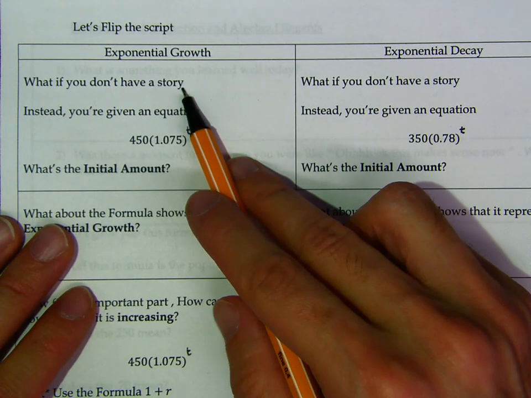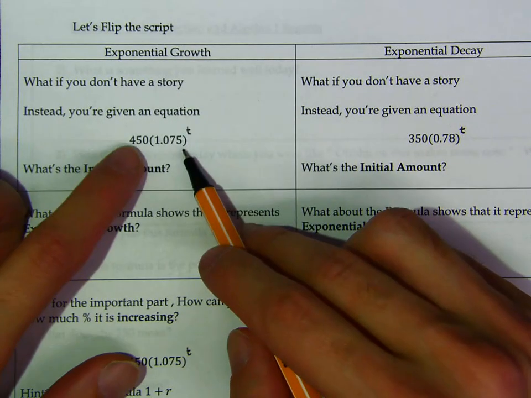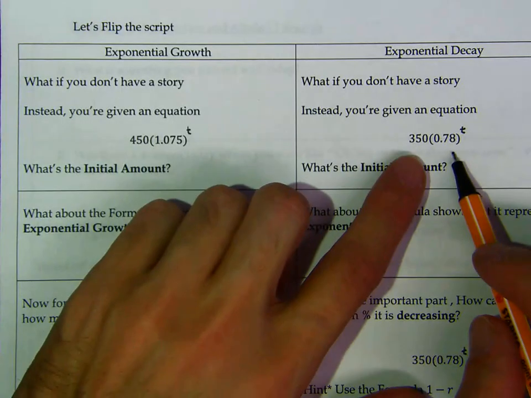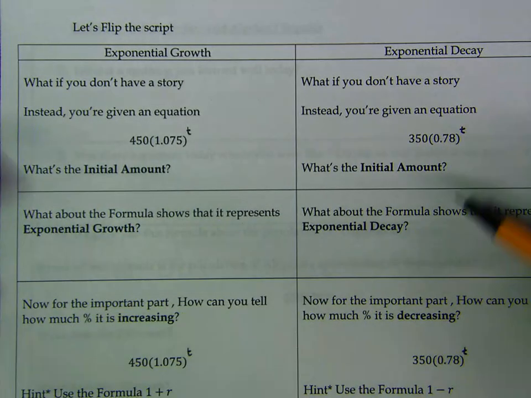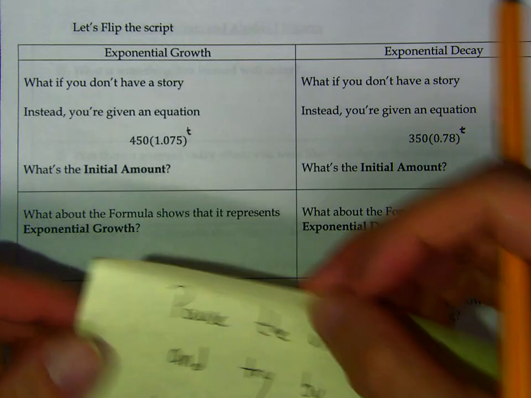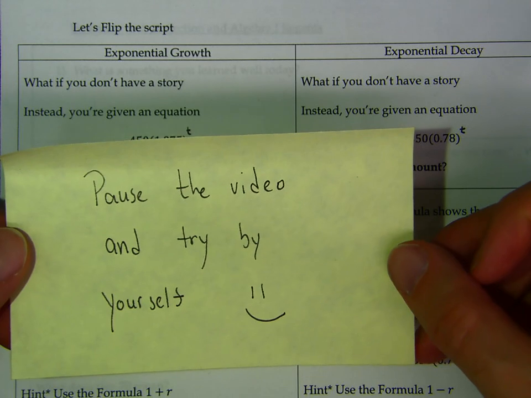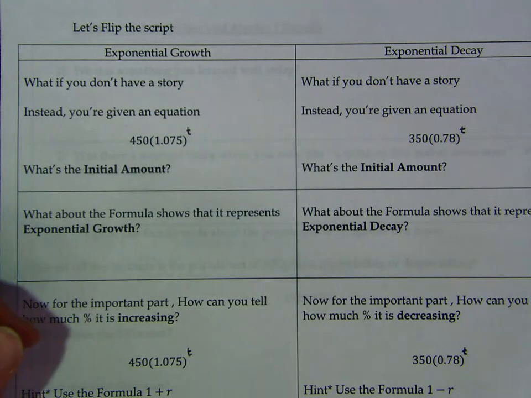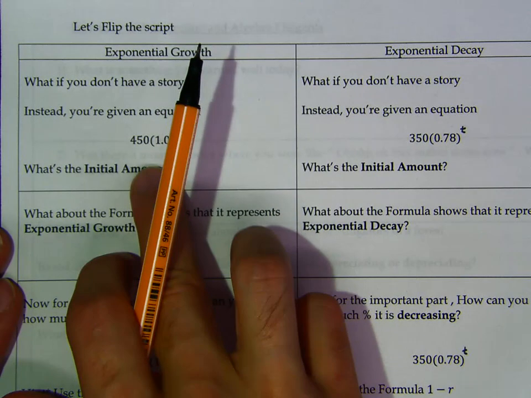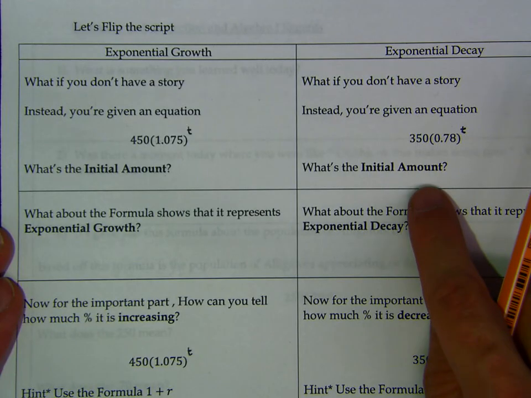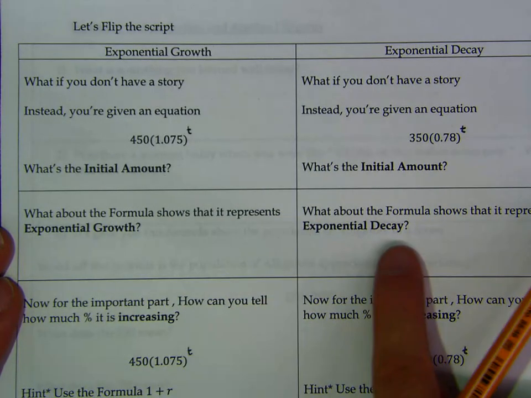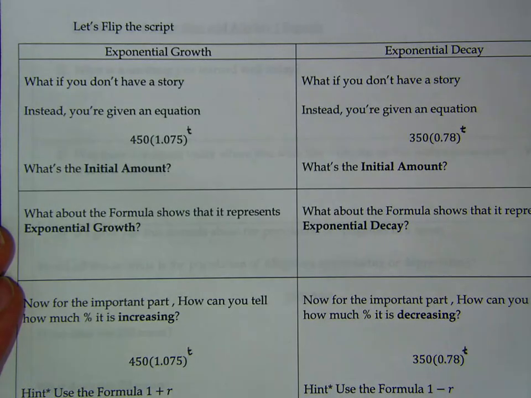What if you don't have a story and instead you're given this equation or you're given this equation? Take a chance, pause the video, try this by yourself. I know you can do this, right? What's the initial amount? Does it represent exponential growth or exponential decay? How do you know?